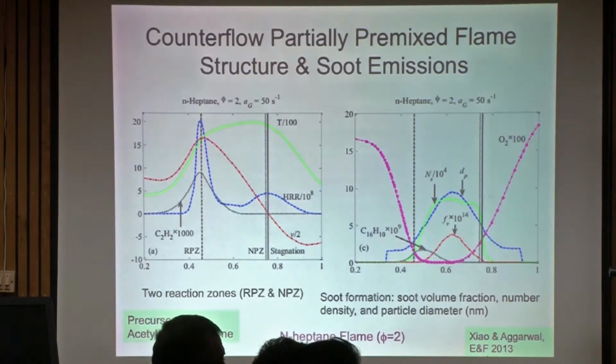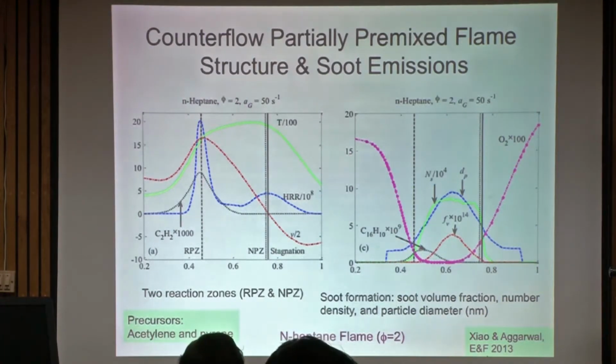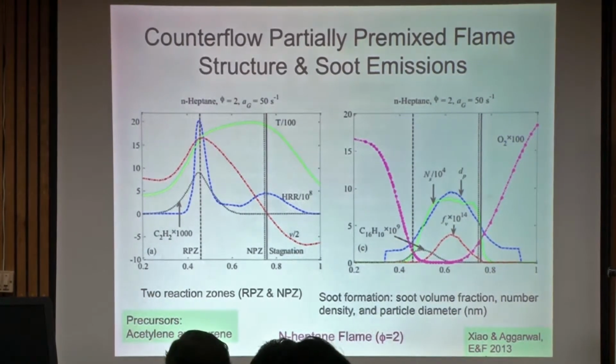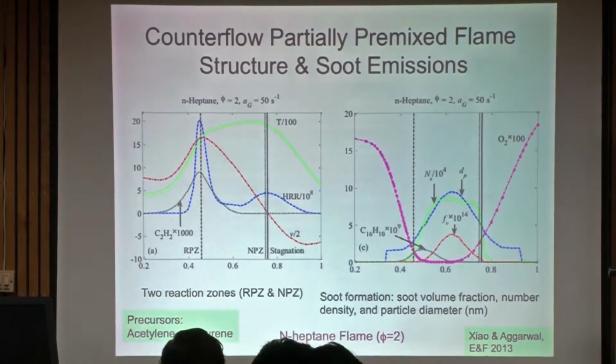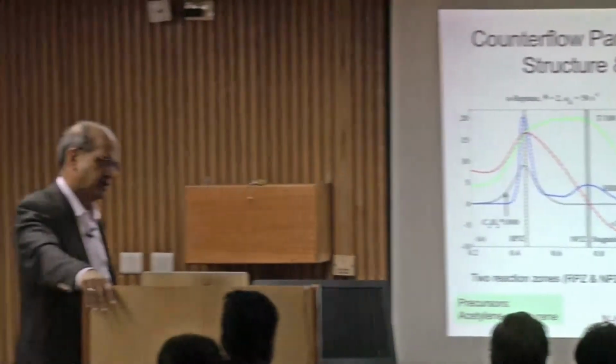Sir, with increasing the residence time, how much more soot will be found? Increasing what? Residence time. No, decreasing the residence time. Decreasing, yeah. You increase the strain rate, it decreases the residence time. So you decrease the strain rate to see more soot.